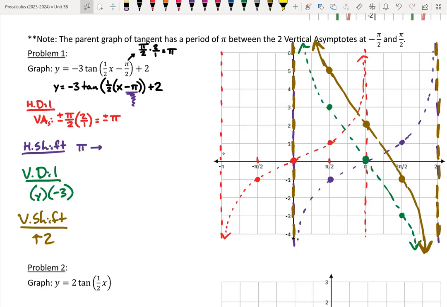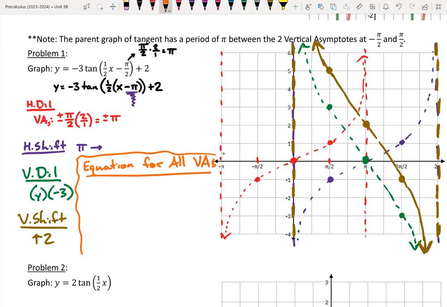Now I can apply them just in the order, do horizontal dilation, then horizontal shift, or we can also set them up as an equation, which I want to show you here. So this is going to be how we can find the equation. We're going to use this little space that we have here. You should hopefully have a little bit of space too. We're going to use this to find an equation for all vertical asymptotes.